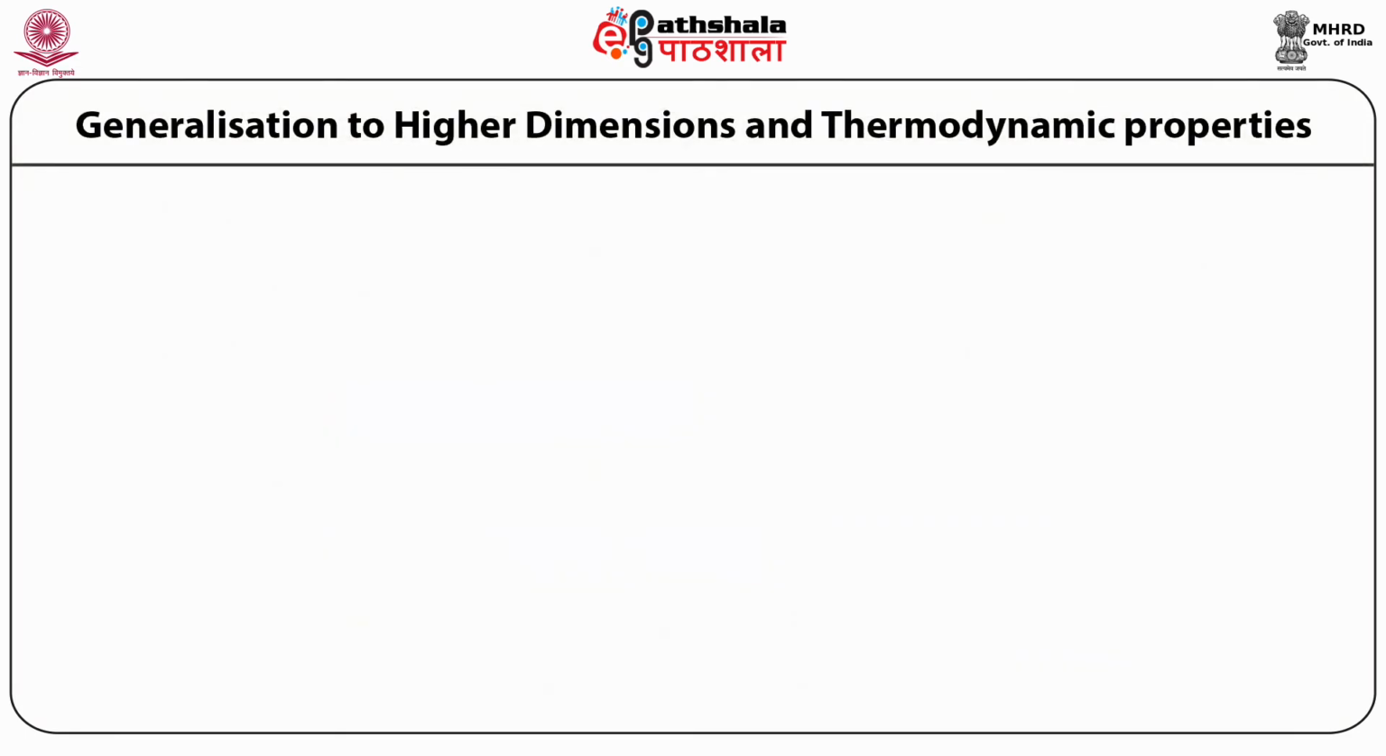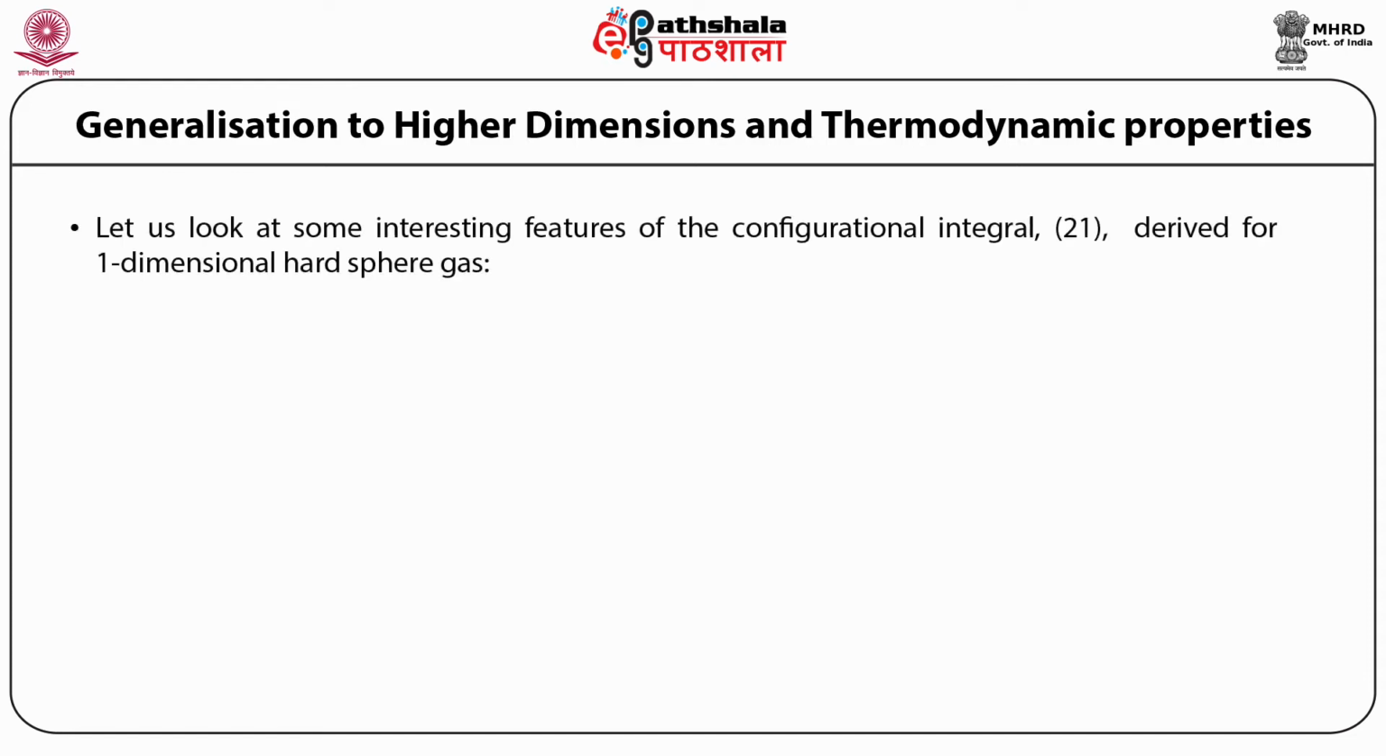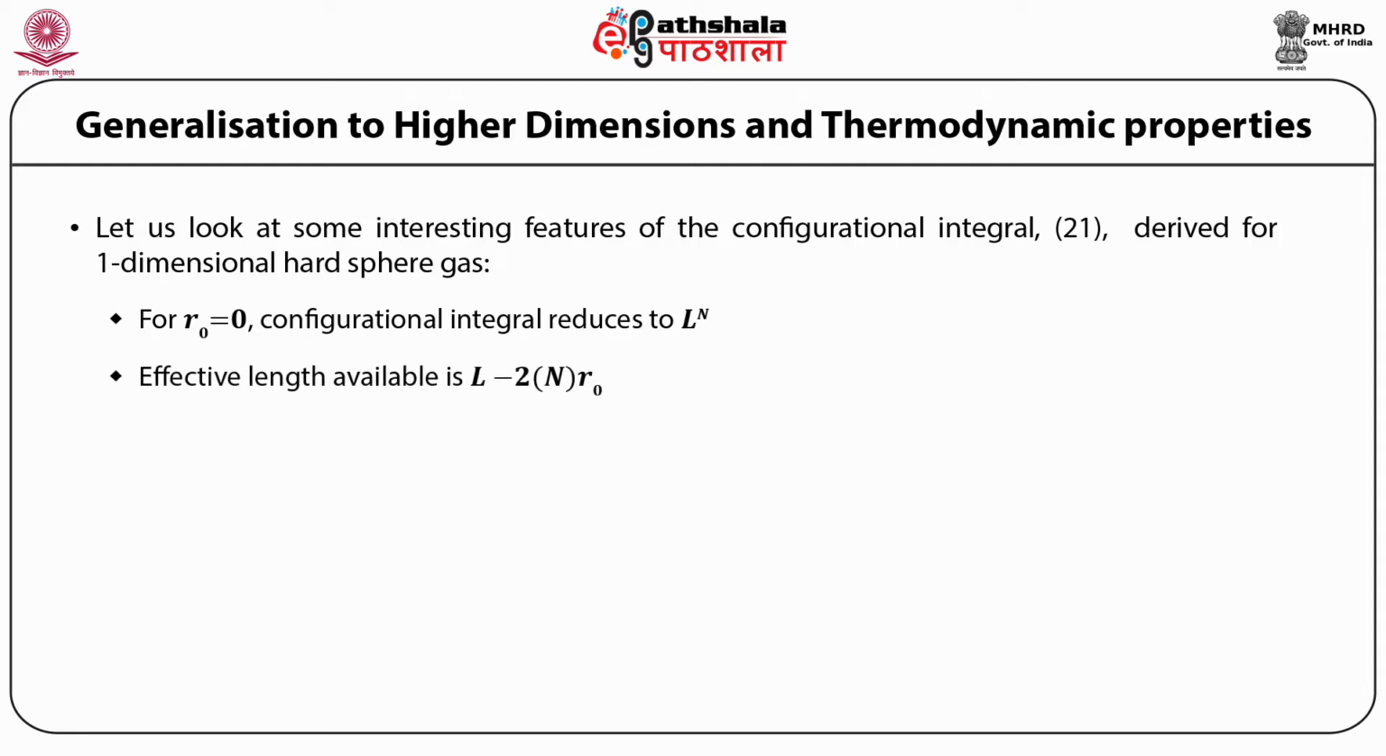Generalization to higher dimensions and thermodynamic properties. Let us look at some interesting features of the configurational integral 21 derived for a one-dimensional hard sphere gas. For R0 equal to 0, the configurational integral reduces to L raised to power N. Effective length available is L minus 2 N R0.